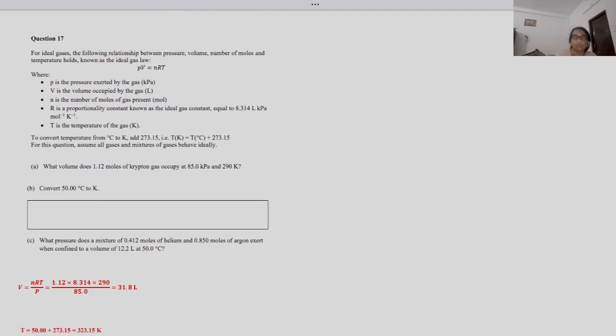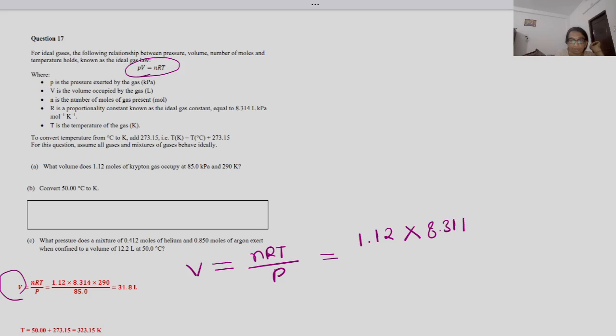As per our ideal gas equation, PV = nRT, we will calculate the value of the volume V. From the ideal gas equation, V = nRT upon P. Now put the values given in the question: 1.12 is the moles of the gas, 8.314 is the value of R, the temperature is 290 Kelvin, divided by the value of P.